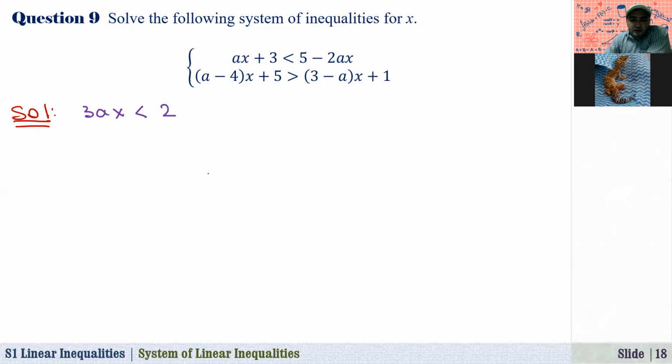And how about the second one? If you just take this 3 minus a to the left-hand side, at the time we have here a minus 4 minus 3 minus a, because x is a common factor, which is equal to, and the minus minus the plus, here we have 2a minus 4 minus 3, it will be minus 7. So here we will have 2a minus 7 times x greater than, and take 1 minus 5, that's equal to minus 4.